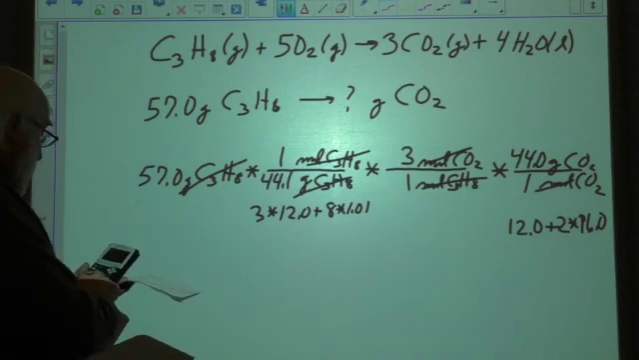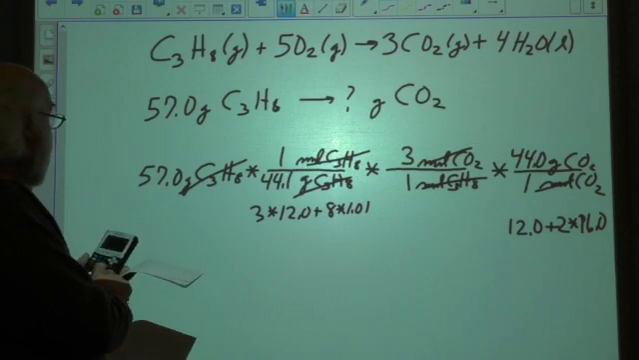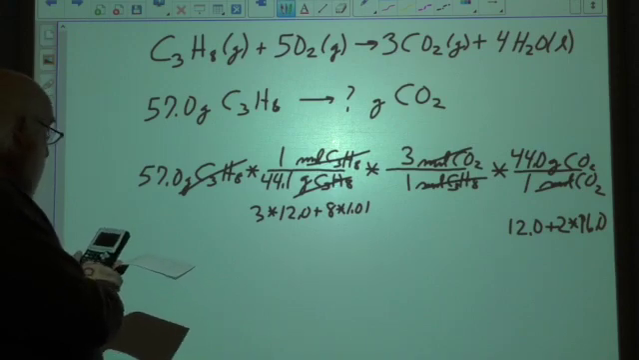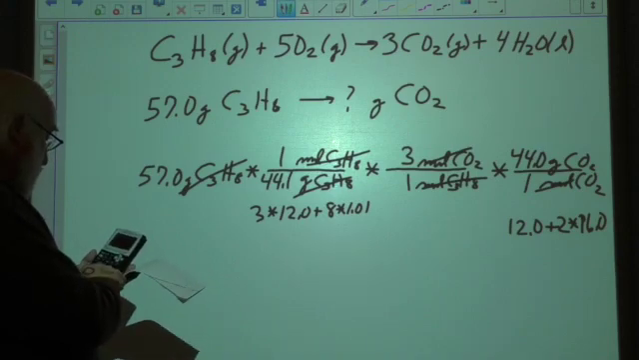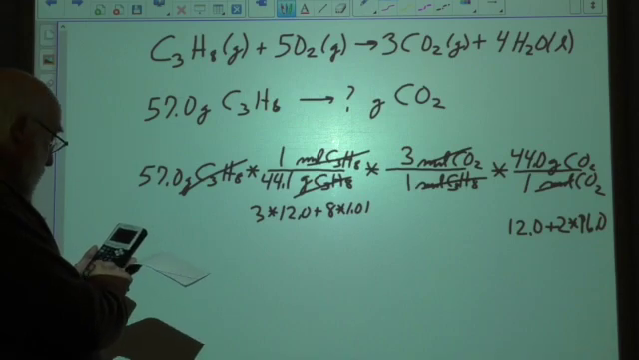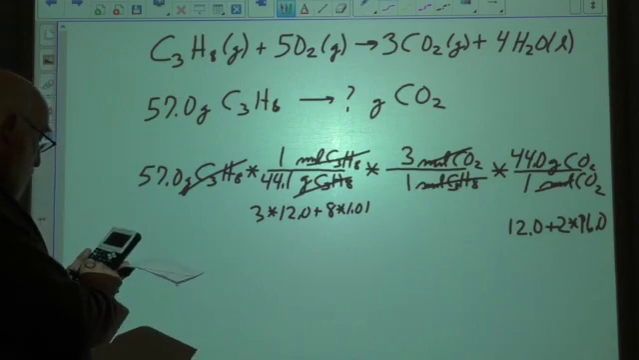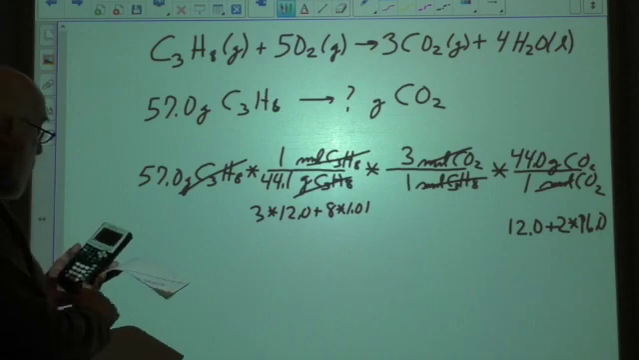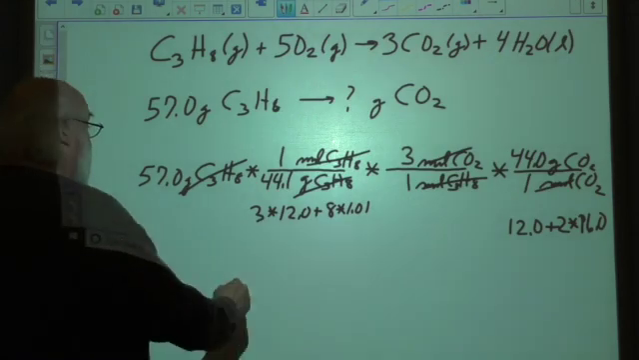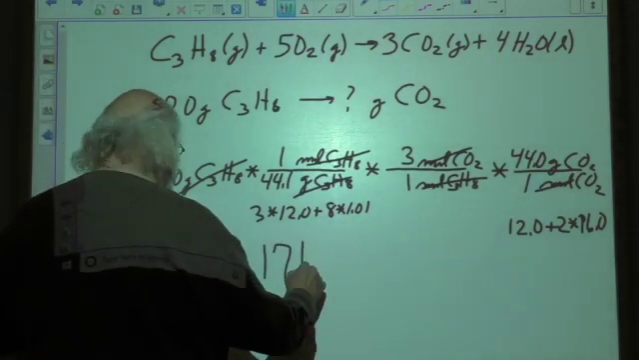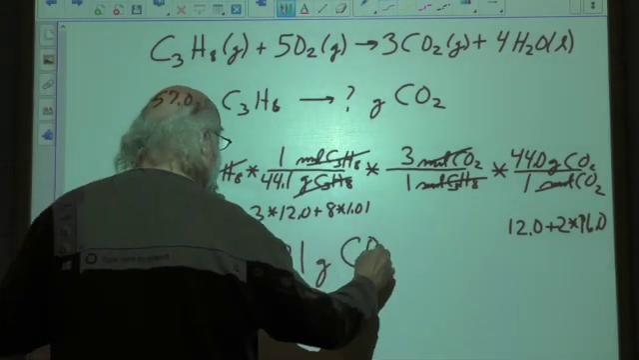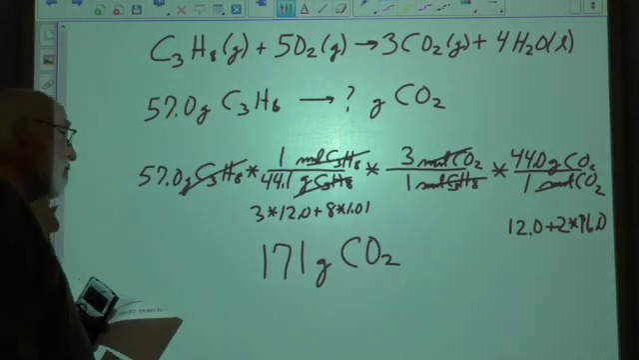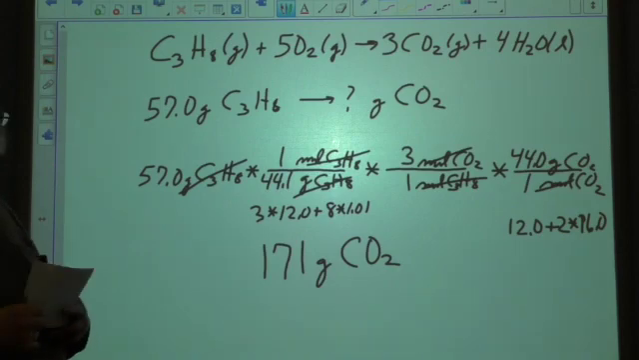So let's punch that into our calculators. We got 57.0 divided by 44.1 times 3 times 44.0. Round off to 3 sig figs, and our answer is 171 grams of carbon dioxide. So that's how you do that.